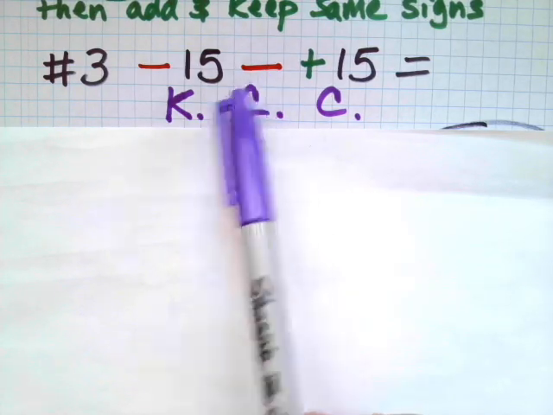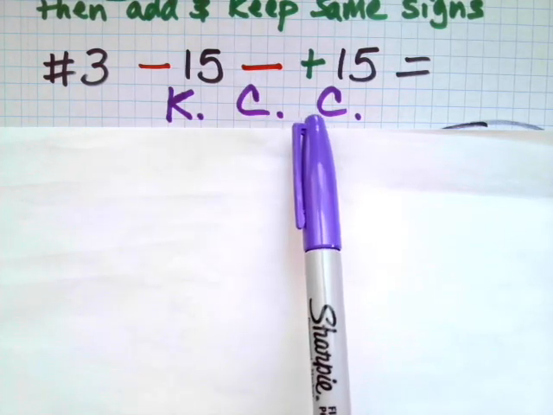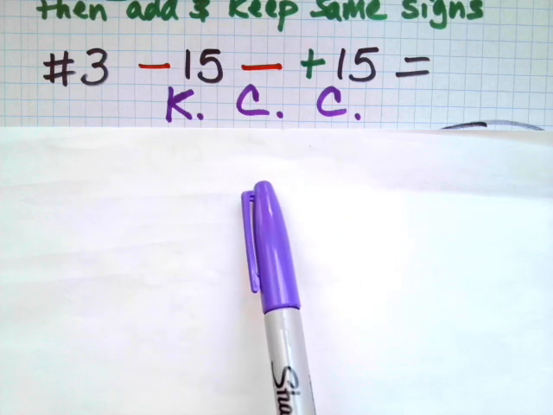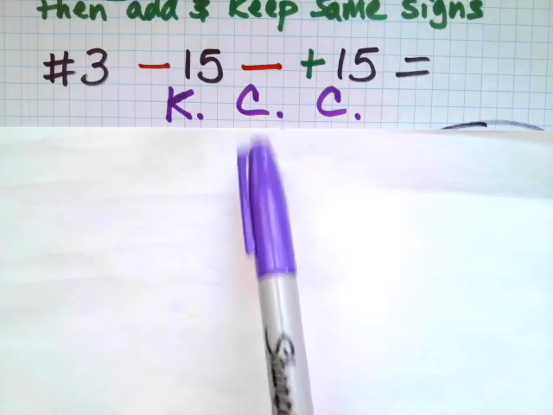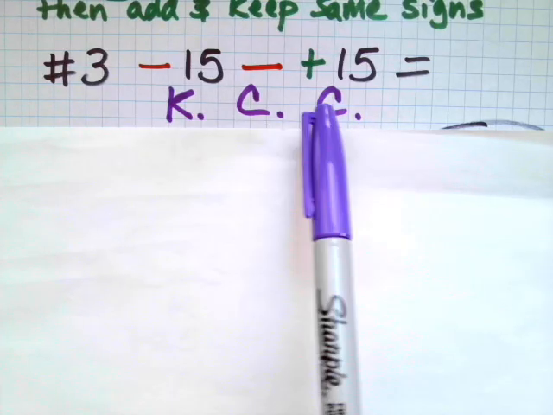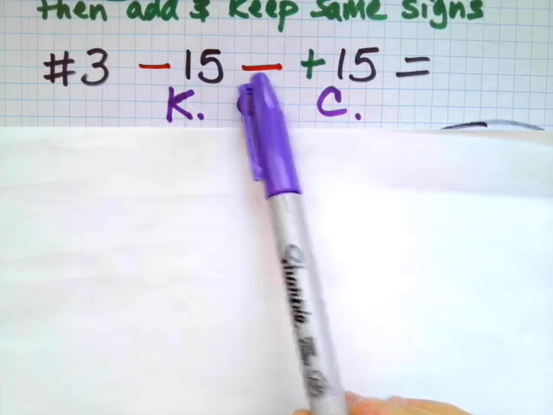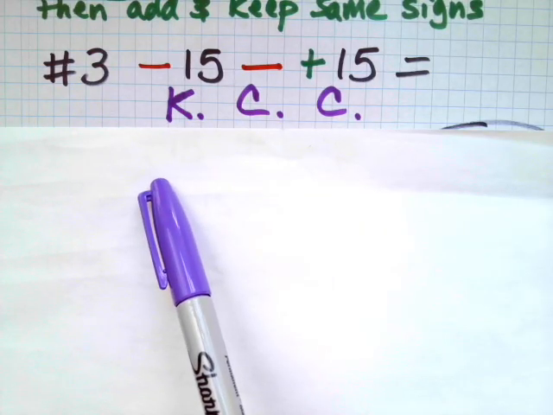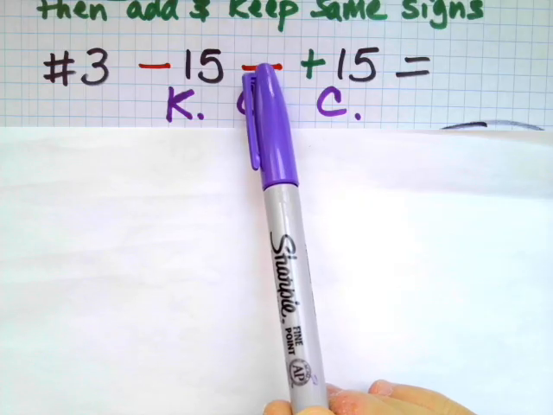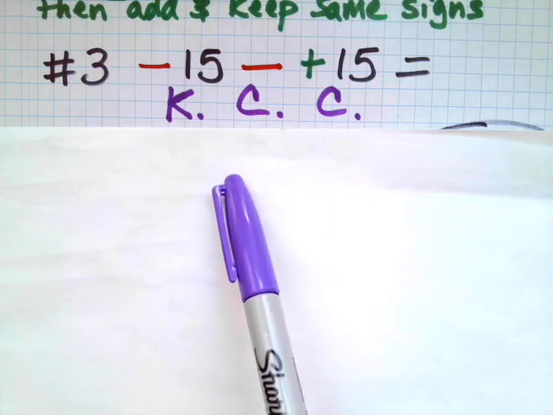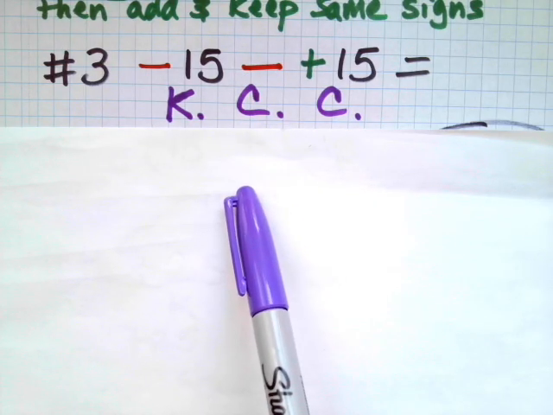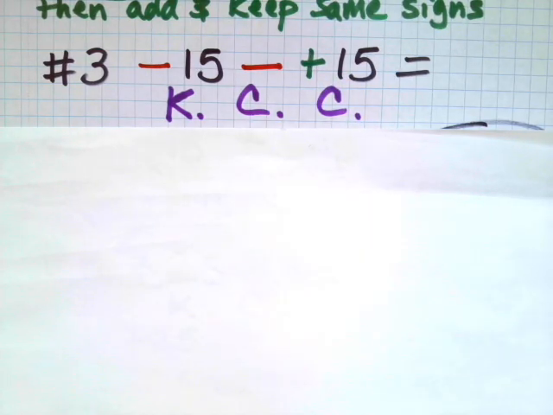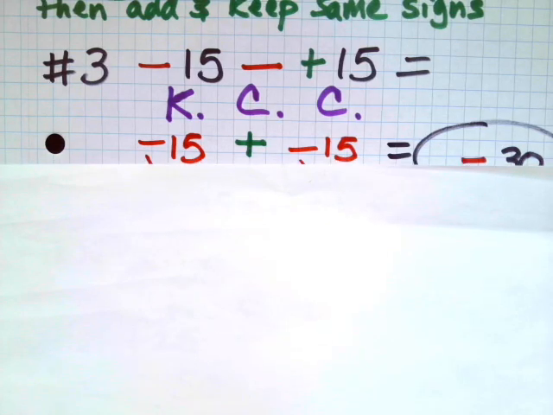Remember, keep, change, change is only for subtraction, because it changes it into an addition problem. Follow the addition rules after K.C.C. So negative 15 minus a positive 15, you're going to keep it a negative 15. You're going to change that subtraction into a plus. You're going to change the positive 15 into a negative 15.